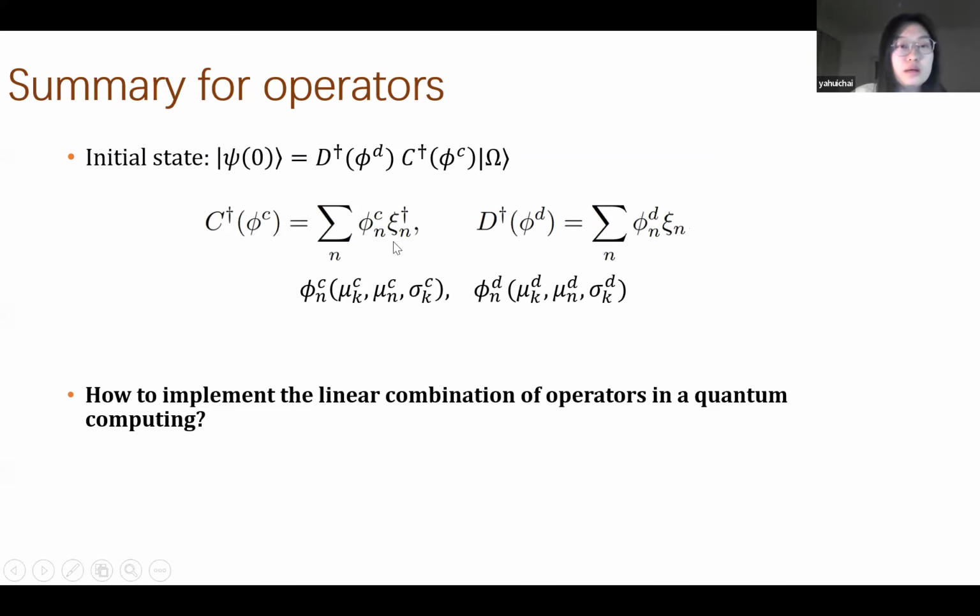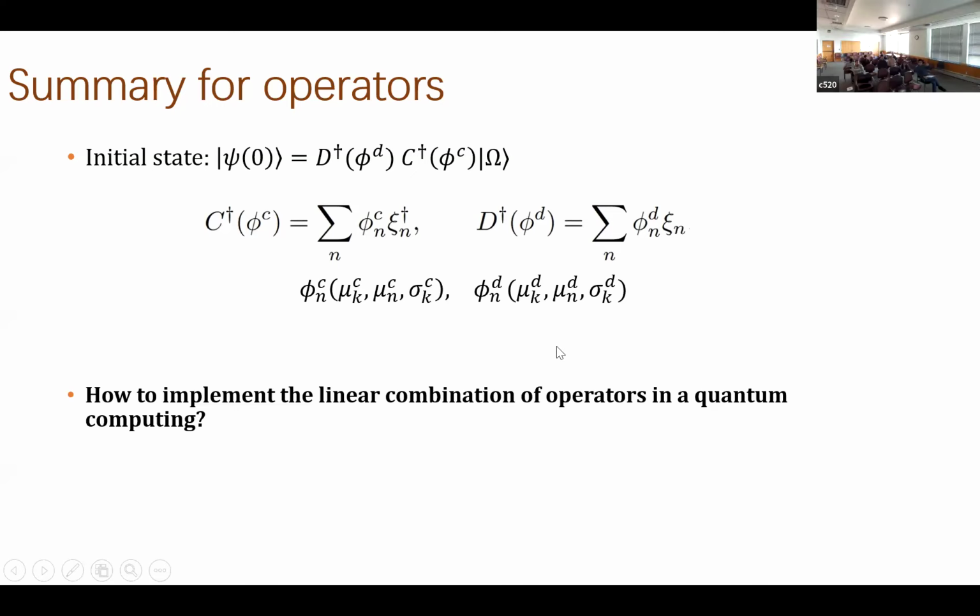And after we got this definition, there is a problem: how to realize this linear combination in quantum computing. Because in quantum computing, the multiplication is very easy. We just do U multiply V one by one. But for the summation of the operators, it's not so straightforward.